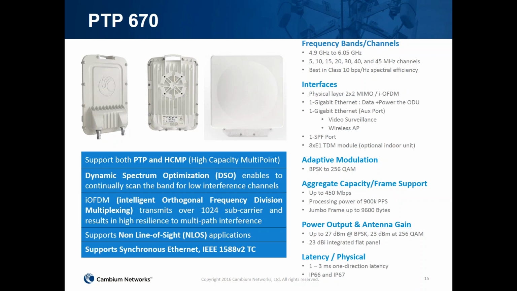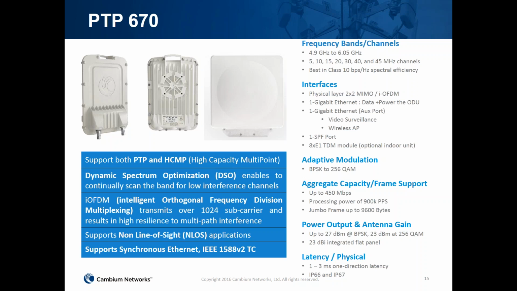Our interface is 2x2 MIMO. It has one PoE gigabit Ethernet port, which is used to power the ODU as well as get the data in. We have one auxiliary port which can be used for video surveillance as well as wireless AP. And we have one SFP port that you can use for fiber extension if you choose to. We also have a TDM module similar to the 650, an optional unit that is compatible with the 670.